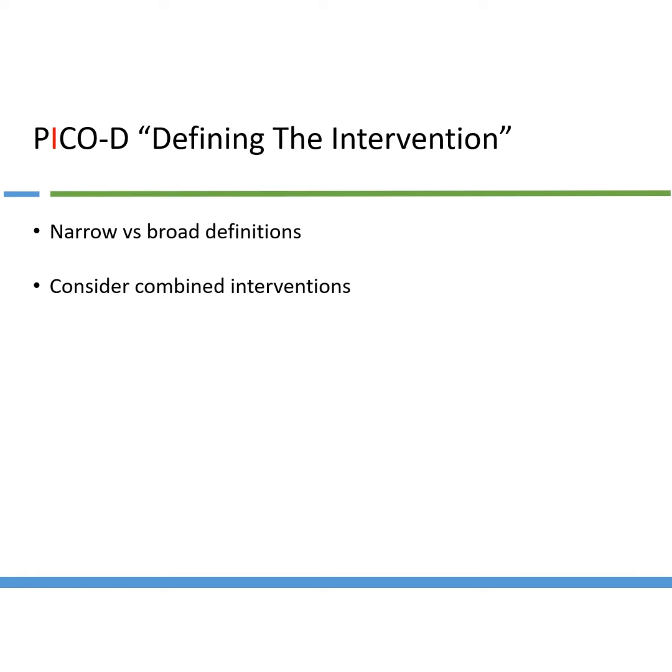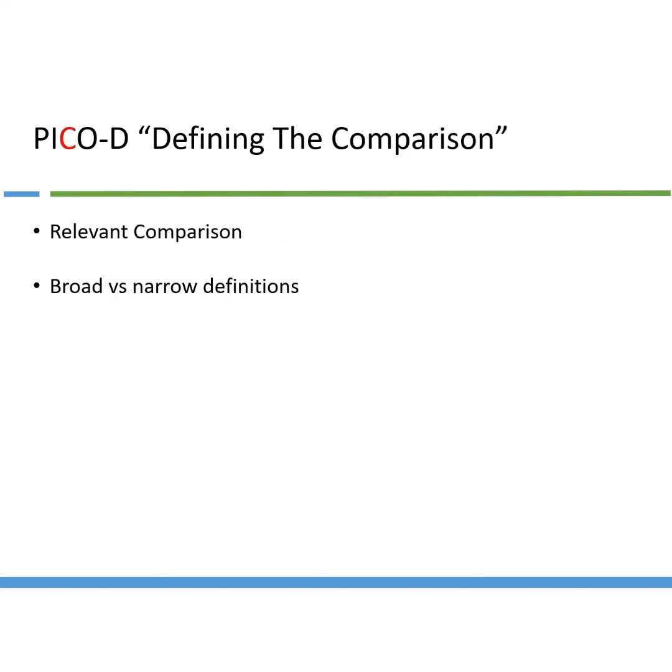Consider combined intervention. So are you talking about one treatment or it could be two treatments together? Defining the comparison. Think of relevant comparisons, placebo, usual care. Again, broad versus narrow definition. You have to have a definition regardless of broad or narrow. I'm not saying it can be one or the other. It's just you have to have one.